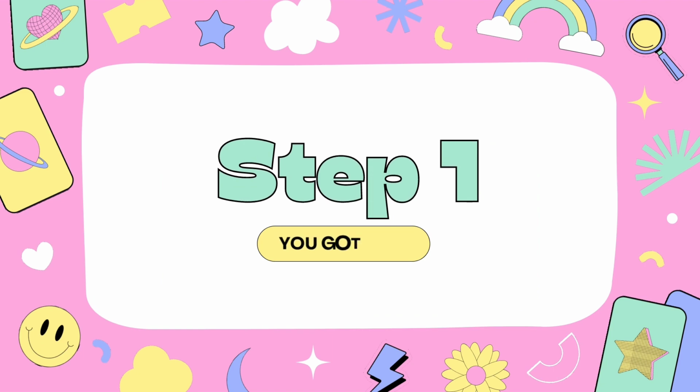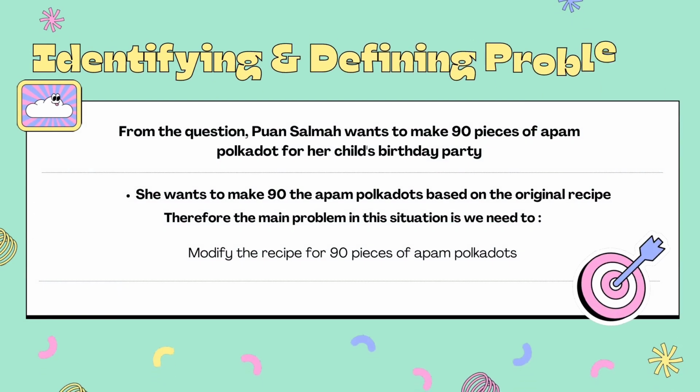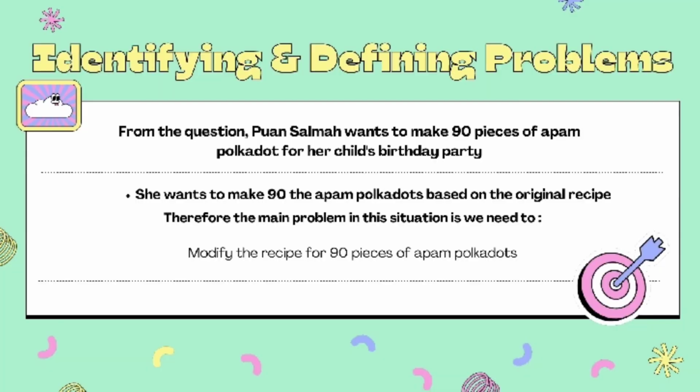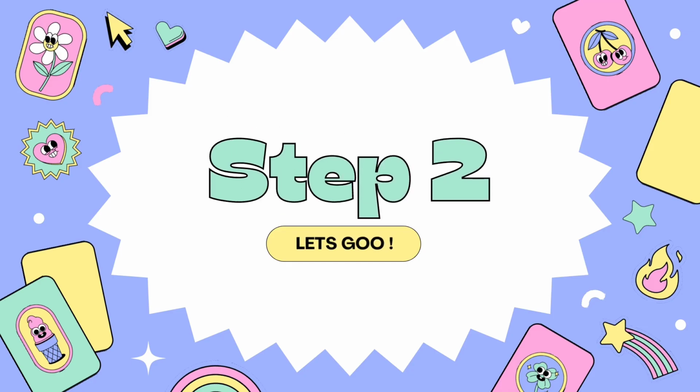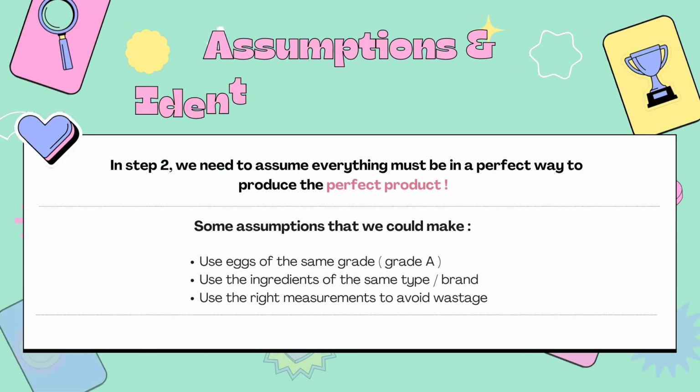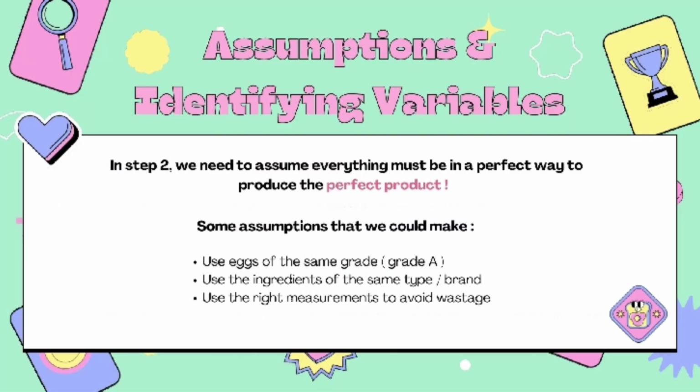As explained before, the first step in mathematical modeling is identifying and defining the problems. In this situation, we know that Puan Salma wants to make 90 pieces of appam polka dot for her child's birthday party by using the recipe given. As for that, we have acknowledged the first step, which is we need to modify the recipe for 90 pieces of appam polka dot. To continue, I, Fathihah Basirah, will elaborate step 2 in the mathematical modeling, which is making assumptions and identifying the variable.